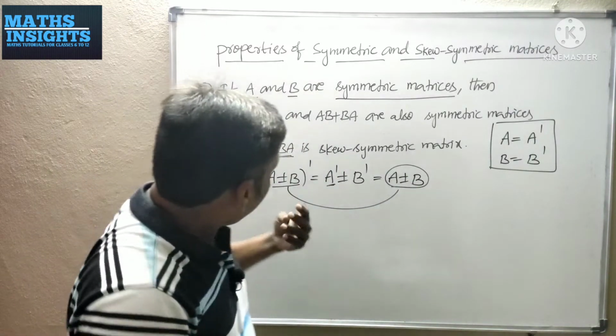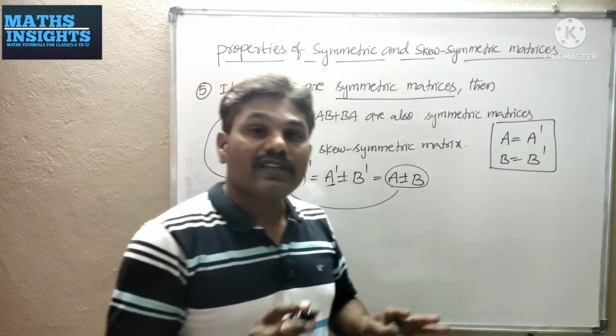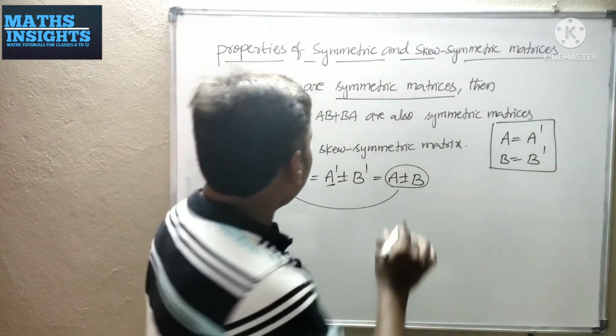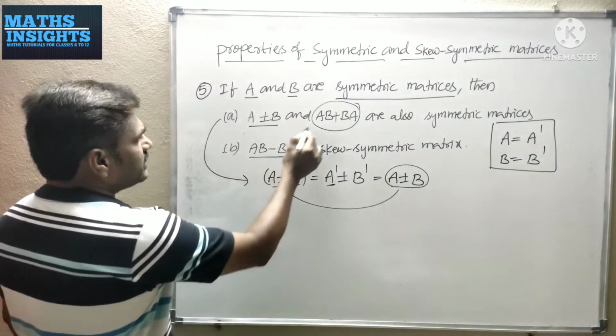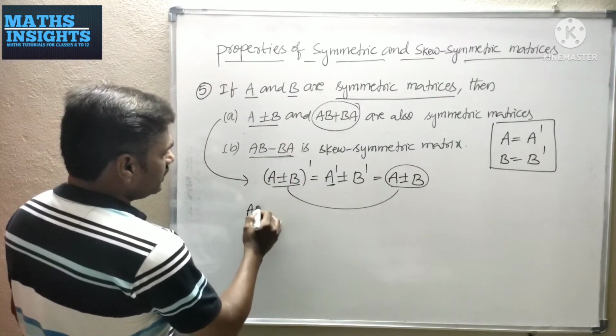Therefore, the matrix A plus or minus B is said to be a symmetric matrix, and the other matrix AB plus BA is also. See, I am taking this one, AB plus BA.